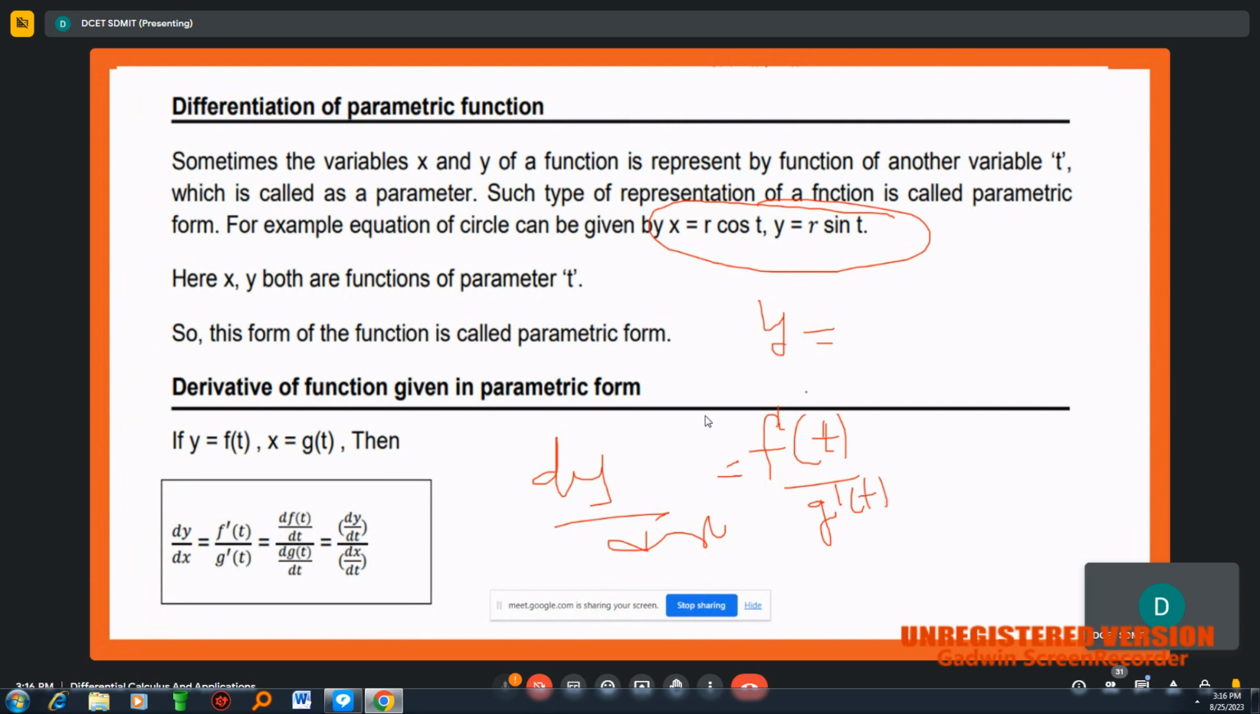Now, what are f dash of t and g dash of t? f dash of t is nothing but the differentiation of the function with respect to t, that is df of t by dt, and similarly dg of t by dt. Then we can write this in the form of dy by dt divided by dx by dt. This is the derivative of a function given in parametric form.